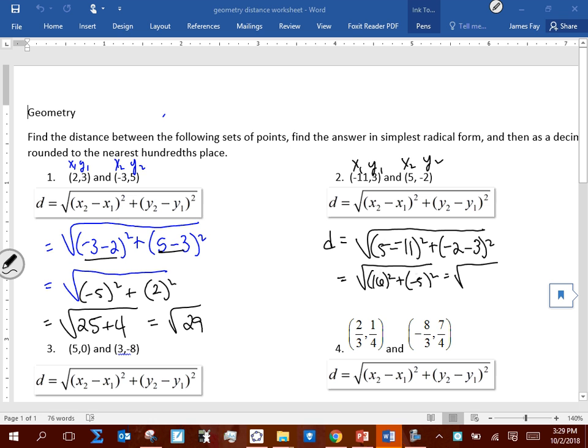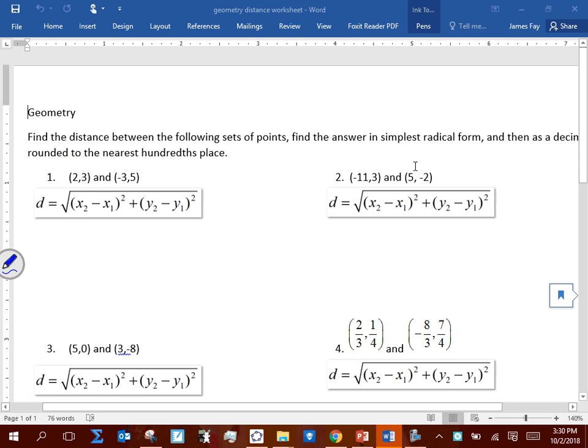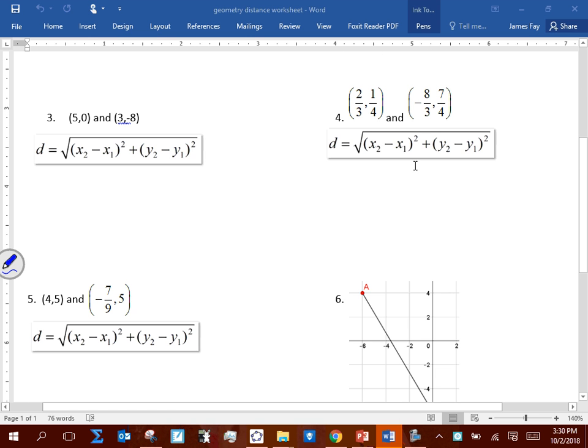So 16 squared is 256. Negative 5 squared is 25. Okay, so that's going to give me root 281. 281 is a prime number actually. Okay, so that does not simplify either. So first two give me prime numbers and they do not simplify any further than that.